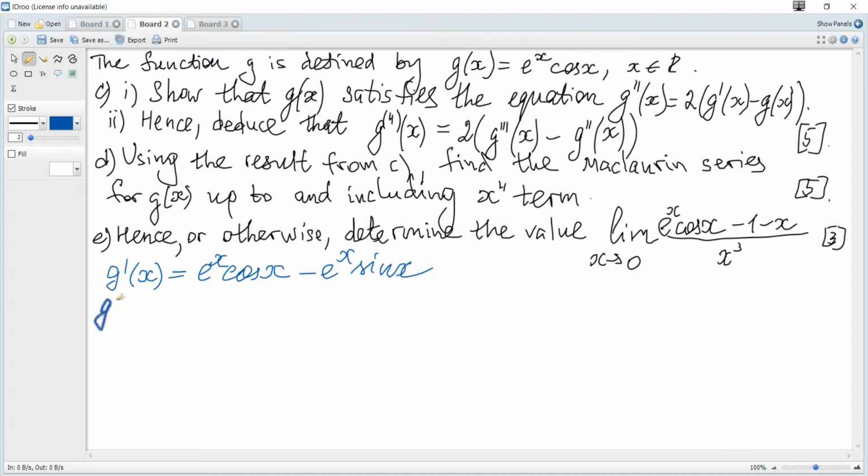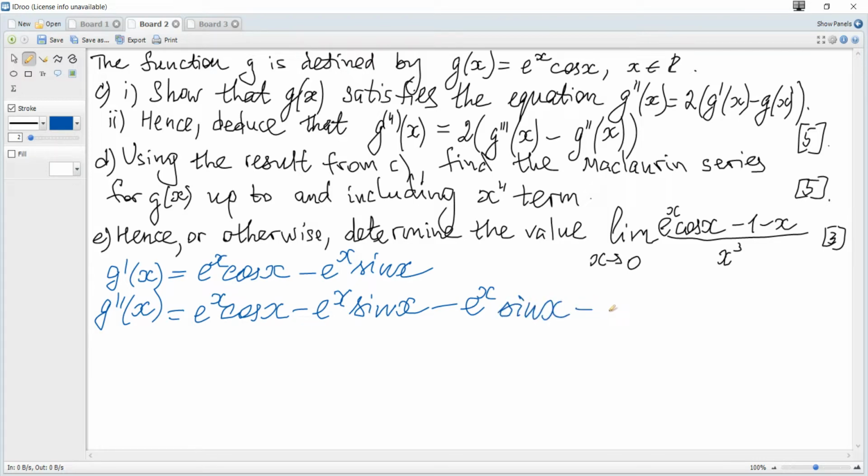The second derivative is the derivative of the first derivative. So the derivative of this part is again e to the power of x cosine x minus e to the power of x sine x, and minus the derivative of this part, so it's again the product rule: e to the power of x sine x, and minus e to the power of x, the derivative of sine is cosine. We can simplify it, and it's negative 2 e to the power of x sine x.